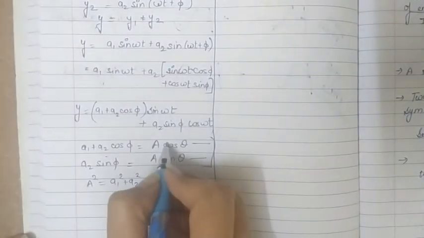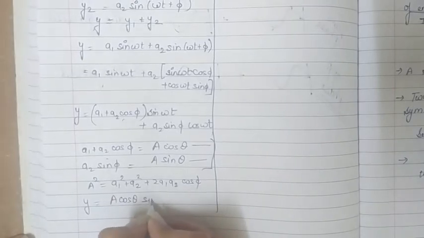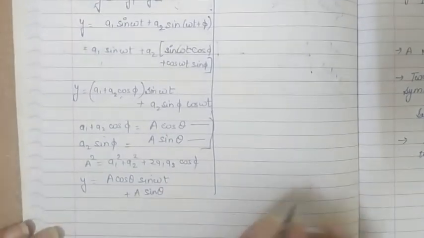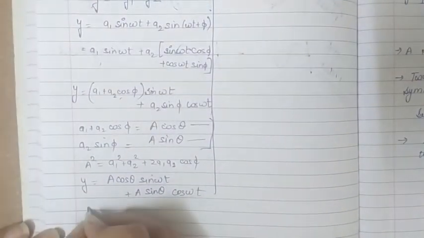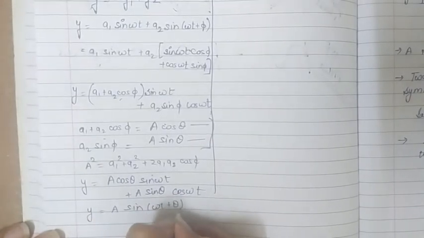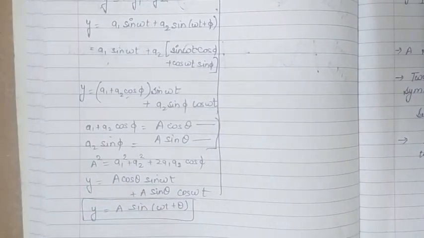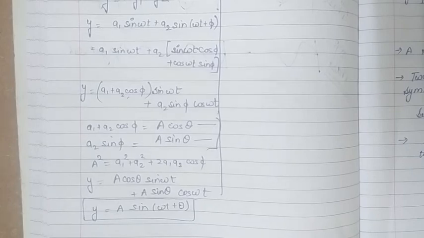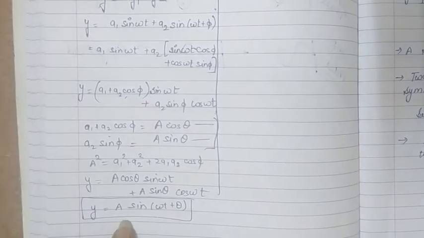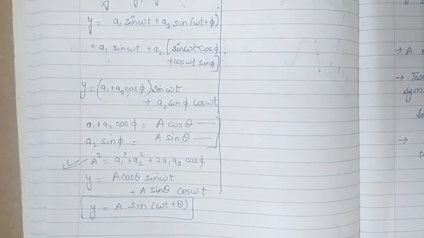Also if we put these values, then y is equal to a cos theta sin omega t plus a sin theta cos omega t, or we can write it as y is equal to a sine omega t plus theta, which is the resultant displacement. So here y is the resultant displacement of the wave, or we can say it is the resultant wave. This equation represents the resultant wave whose amplitude is a, which is given by this equation, and whose phase angle is theta.